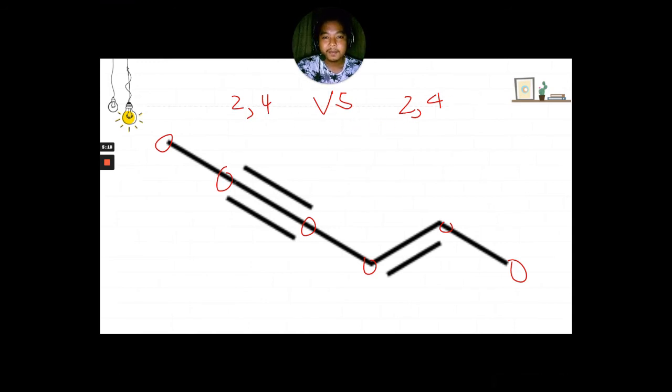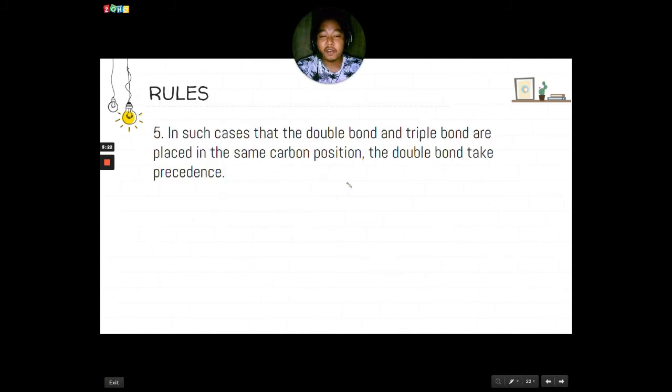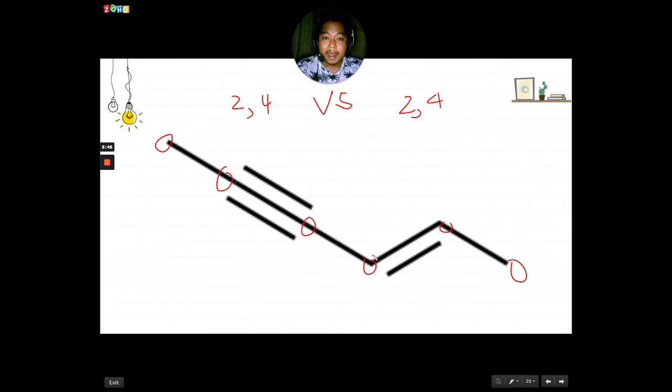Any guess? Let's check if your guess is correct. So, the fifth and final rule: in such cases that the double bond and triple bond are placed in the same carbon position, the double bond takes precedence. We prioritize the double bond as compared to the triple bond. Again, this is the rule given to us by the IUPAC. So when the positioning of the double bond and triple bond ties, we prioritize the double bond.